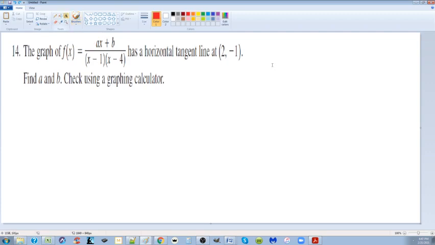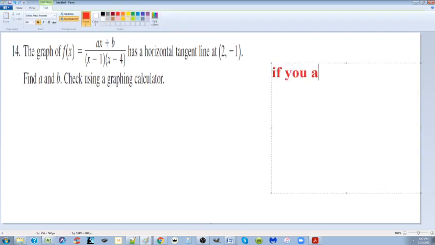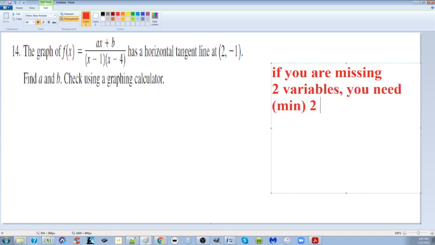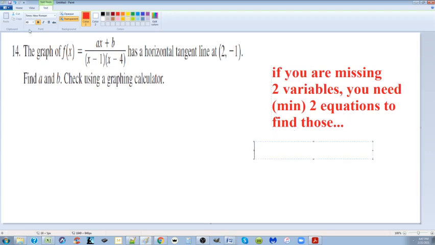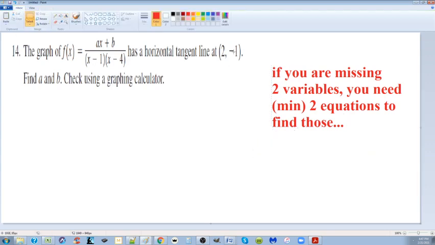If you're missing two variables, you need minimum 2 equations to find those. In other words, you need 2 various equations that show A plus B is equal to something in order to solve for A and then to solve for B. And this one will demonstrate it.